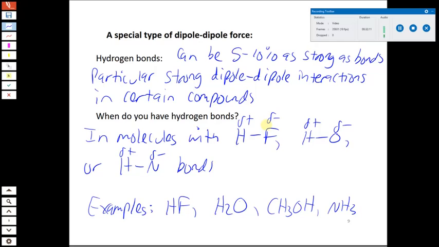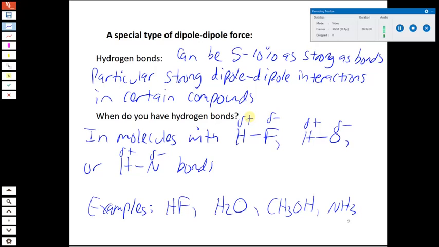So that gives a stronger dipole in these cases. And also, hydrogen is really tiny. It's the smallest atom on the periodic table. So in these types of compounds, they can line up really close to each other, pack really close to each other to form these types of hydrogen bonds. And as with any sort of charge-charge interaction, the closer they get to each other, the stronger the interaction is.